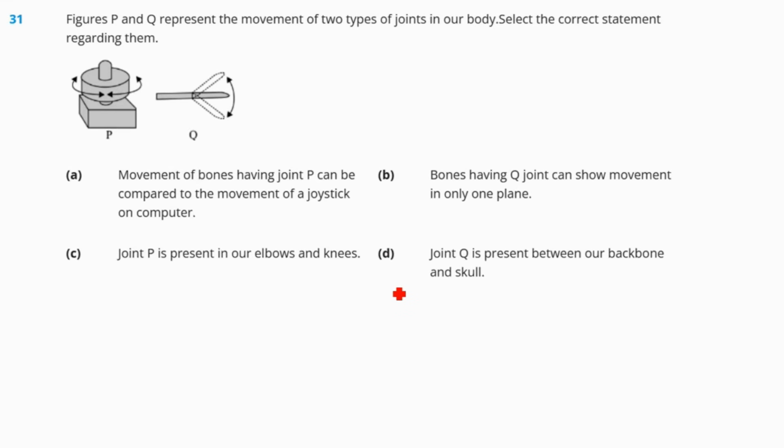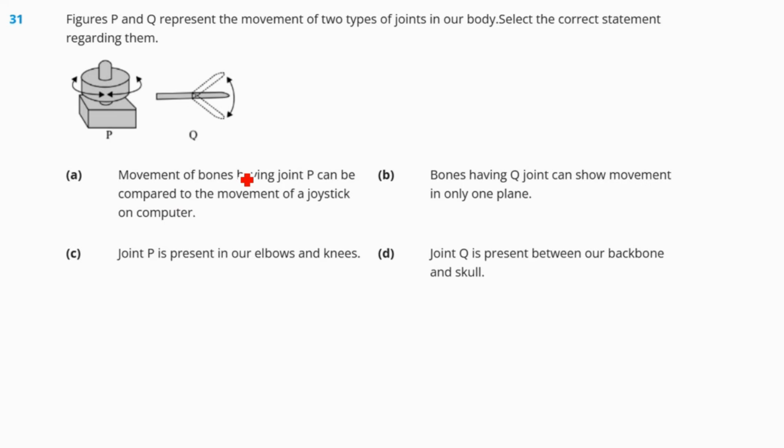Question number 31 says figure P and Q represents the movement of two types of joint in our body. Select the correct statement regarding them. So here you can see P is the picture where the thing is rotating 360 degrees. So this is a ball and socket joint. And in Q, we can see there is a to and fro movement. So this can be our hinge joint. Okay. So let's see the statements. Movement of bones having joint P can be compared to the movement of joystick on computers. No, not possible because joystick moves in a particular direction only, not 360-degree.